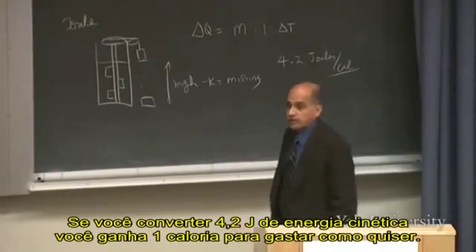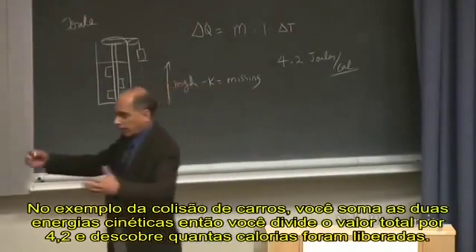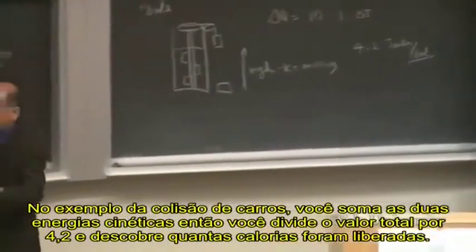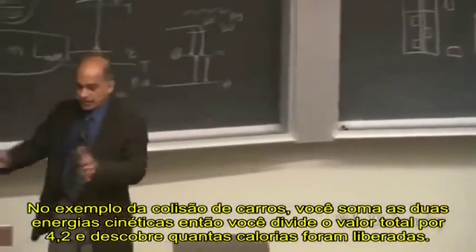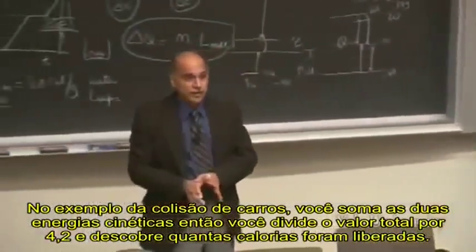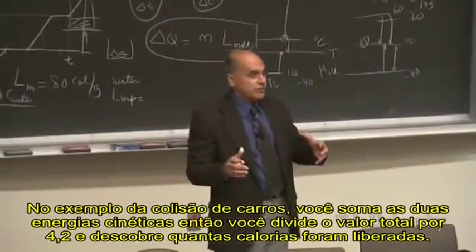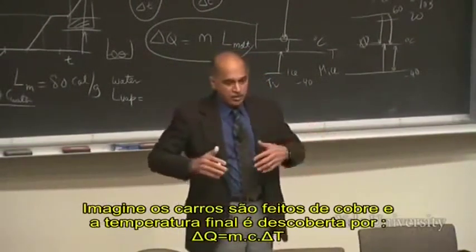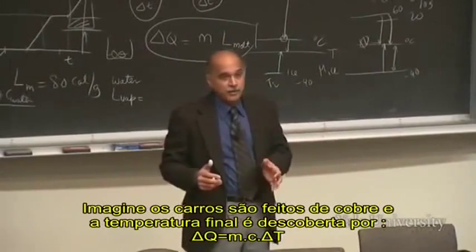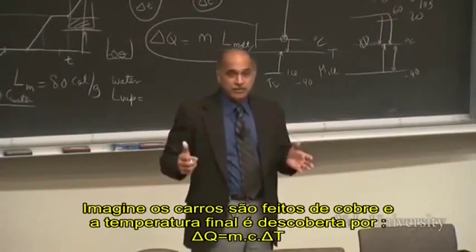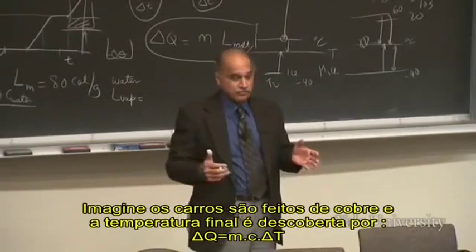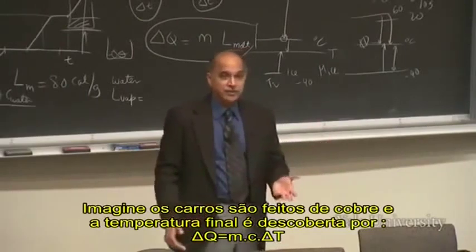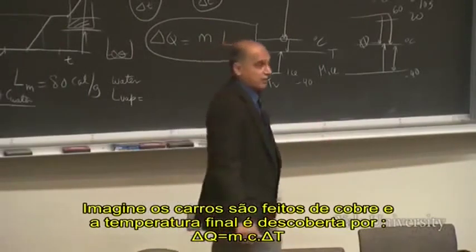to be used for whatever heating purposes. So in the example of the colliding cars, this had some energy, that had some energy, all measured in joules. They slam together, they come to rest. That means you can take those many joules, divide by 4.2, and get some number of calories. Imagine the whole car is made out of copper. Then those calories will produce an increase in temperature, given by delta Q equals m c delta T. That will be the rise in temperature of the car.